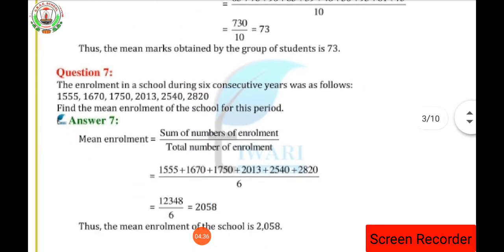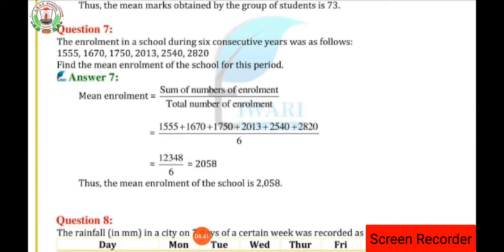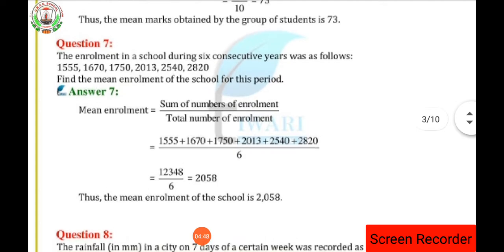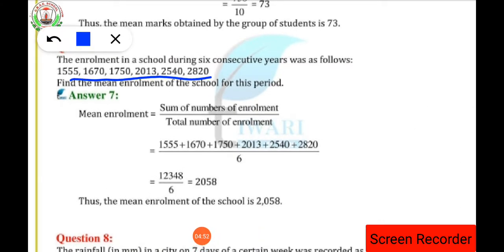Now question number 7. In question number 7, what is said? The enrollment in a school during 6 consecutive years was as follows. So here the enrollment in the school during the 6 consecutive years is given. These are the enrollments: 1555, 1670, 1750, 2013, 2540, 2820. So these are the enrollments of the 6 consecutive years.